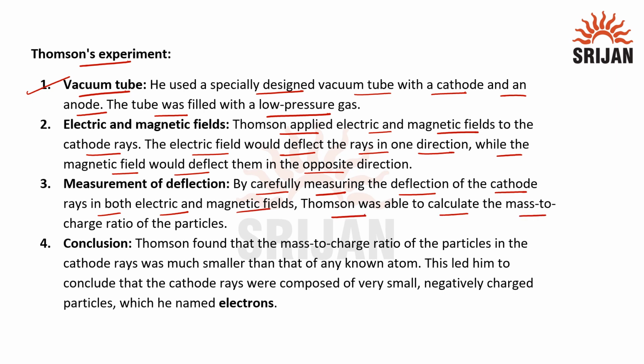the mass to charge ratio of the particles, and Thomson found that the mass to charge ratio of particles in cathode rays was much smaller than any known atom, which led him to conclude that cathode rays were composed of very small negatively charged particles, and he named these particles as electrons.